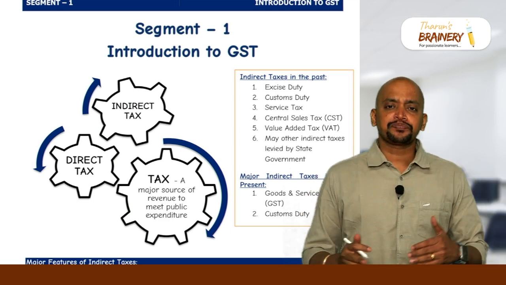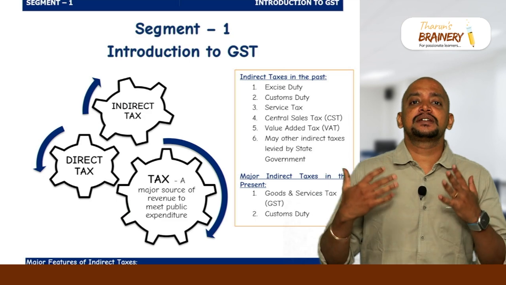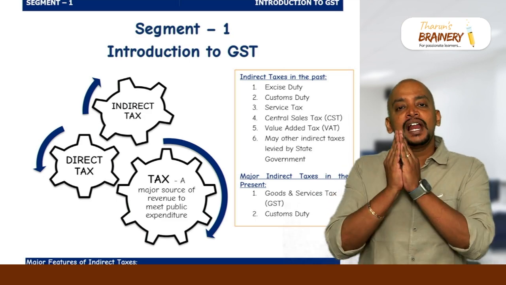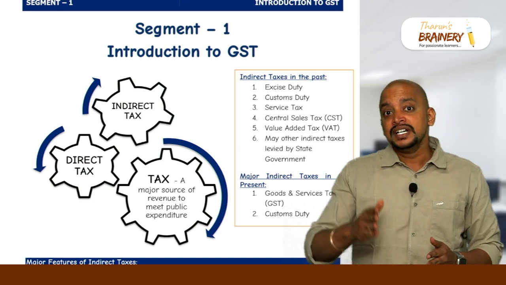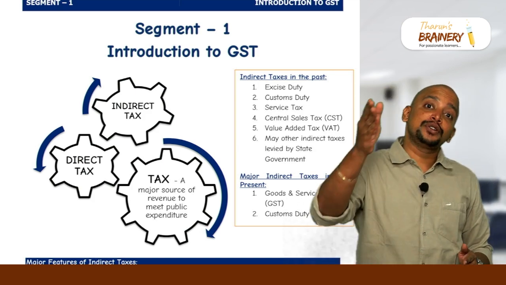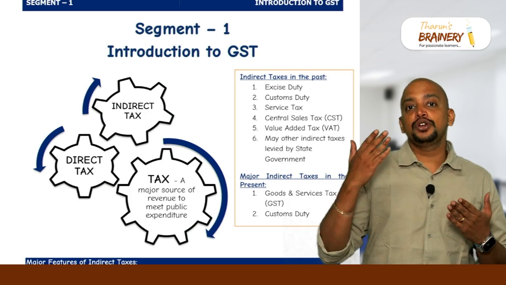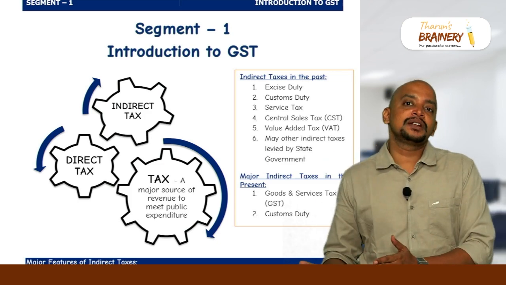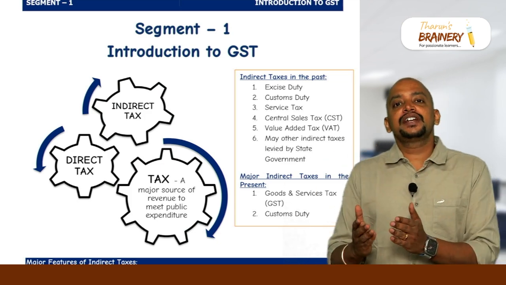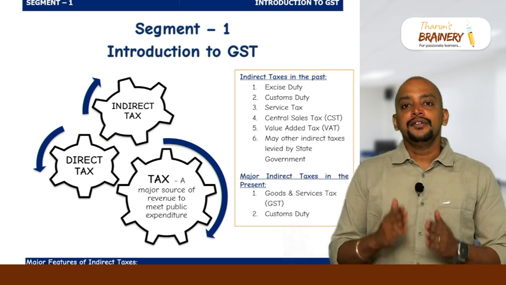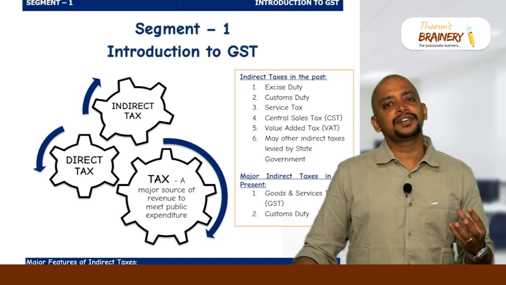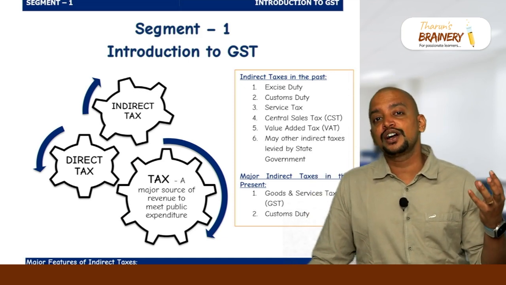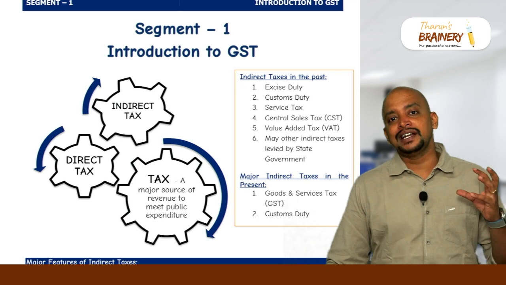For example, if I am collecting some income tax from you, now you will have the burden of the income tax. But when I am collecting the indirect tax from you, in turn you will be passing that on to the next person. Say you are a manufacturer, you will pass on that burden to the wholesaler. The wholesaler will pass on the burden to the retailer. The retailer will pass on the burden to the ultimate consumer. So who will have the burden of indirect taxes?